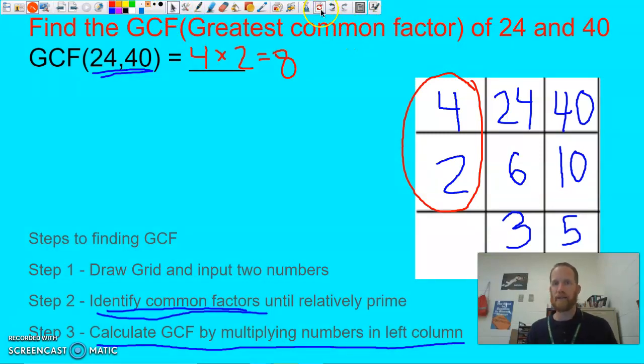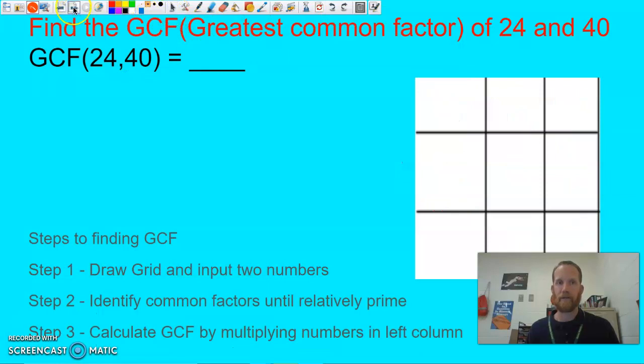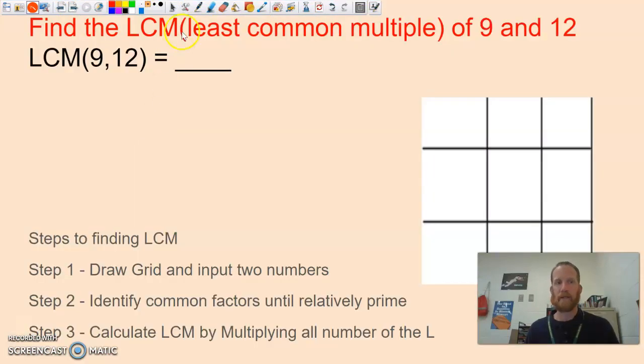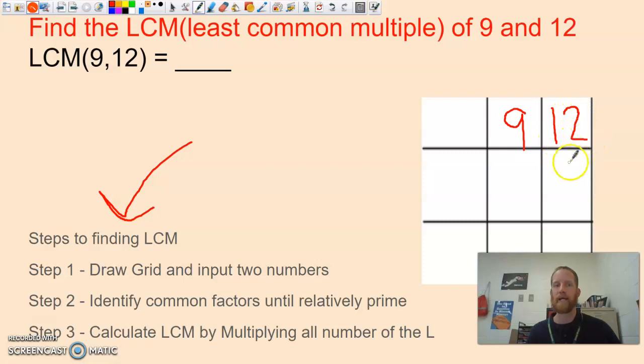So the next thing we're going to do is find the least common multiple using the grid method. So, different problem. Now we're finding the LCM of 9 and 12. Once again, we have directions, steps to finding the LCM. The first thing we do is we draw our grid and we input our two numbers. We're finding the least common multiple of 9 and 12. We need to identify common factors until the last two numbers are relatively prime.